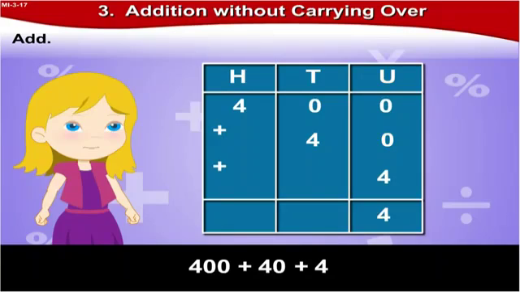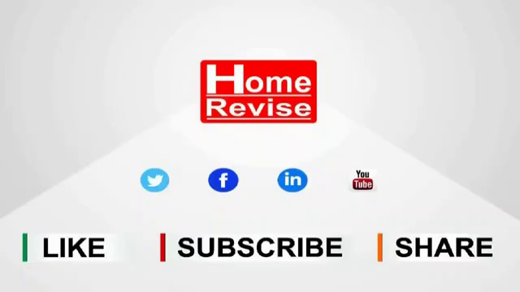In the tens column we have 4, so we write 4 in the tens column. In the hundreds column we have 400, so we write 4 in the hundreds column. So it is 400, 4 tens, 4 units, that is 444.